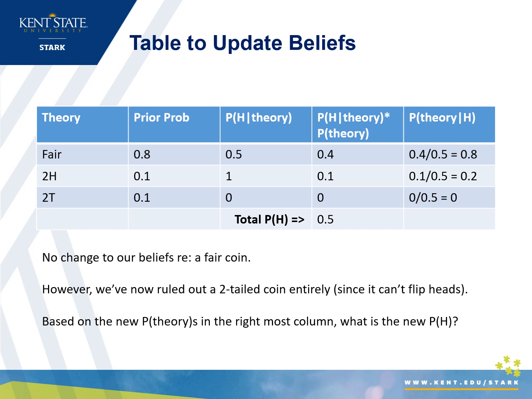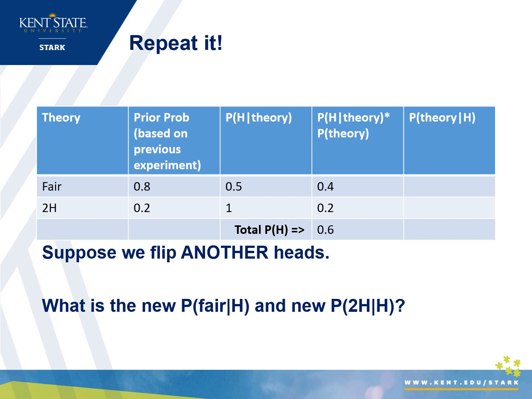Now, based on this, what is the new probability of having a heads? So if I flip the coin again, I'm going to end up with a different probability of a heads happening. Let's walk through that. Thinking about this other heads being flipped, what is the odds of it happening? So we do like we did before. 80% chance is a fair coin. If it is a fair coin, then 50% chance of heads. That gives us 0.4.